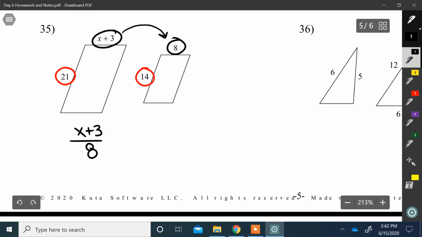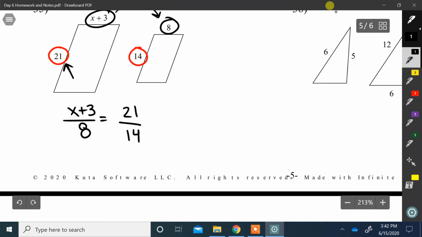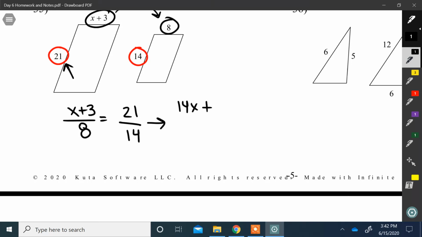So once again, I started with x plus 3, so I gotta start with 21 now. 21 over 14. You cannot put 14 over 21, you're gonna get it wrong. Let's go ahead and cross multiply now. You should get 14x plus 14 times 3 should be 42. And then 21 times 8 should be 168.